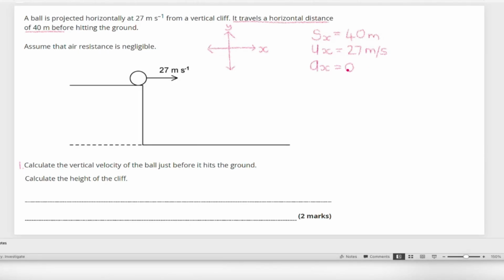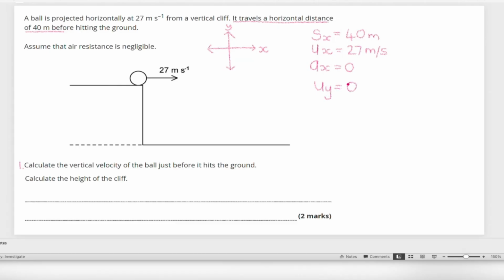Why is the horizontal acceleration 0? They tell us that the air resistance is negligible. So there are no other forces acting horizontally. So we can assume that this ball is traveling at a constant speed, which means the acceleration will be equal to 0. Now, what is the vertical initial velocity? Let's quickly write that down. That's going to be represented by the letter U and the letter y here because we are thinking vertically. This is going to be 0.